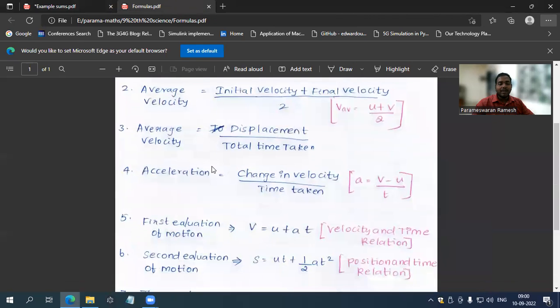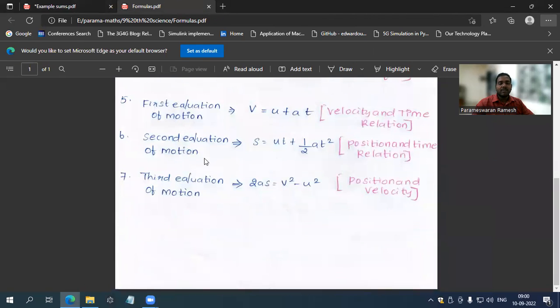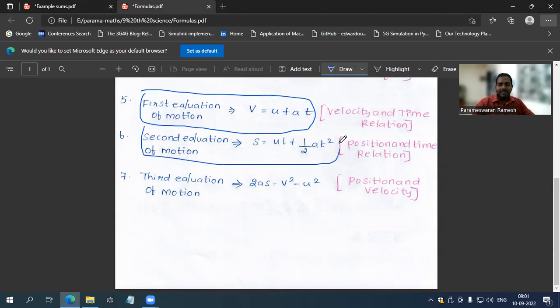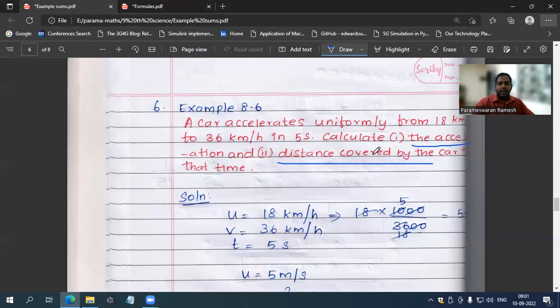You already know the first, second, and third equations of motion. These are the formulas we are discussing now for examples 8.5, 8.6, and 8.7. Last class in example 8.5 we discussed the third equation of motion with an example. Now you know the formula for acceleration: acceleration is equal to v minus u by t.